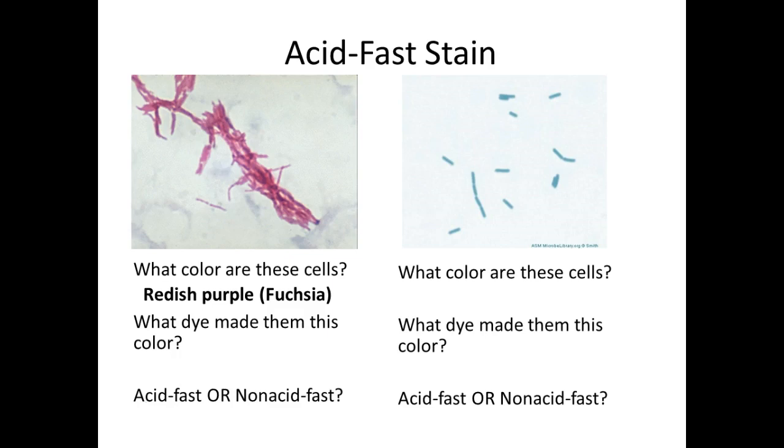What dye are we going to use today that is going to make them that color? We're going to use carbol fuchsin. And we're going to use a particular formula of carbol fuchsin, the ZN formula, because we're going to use the ZN, the Ziehl-Neelsen method, for acid-fast staining. If they come out and stay this primary stain color, we say that they're acid-fast.